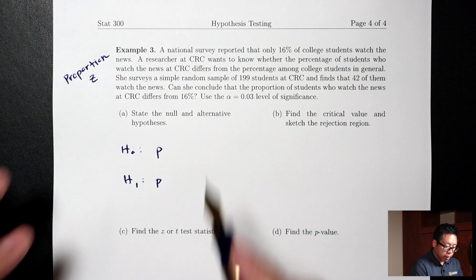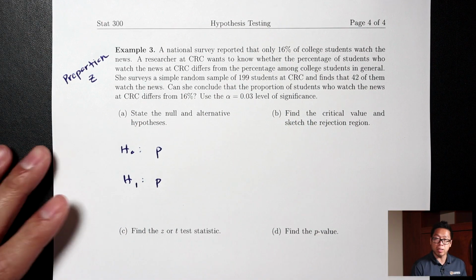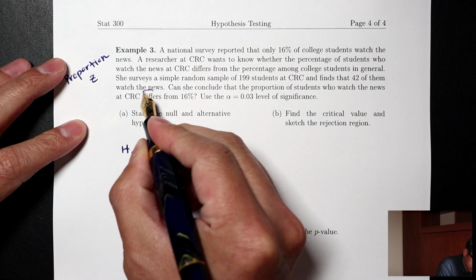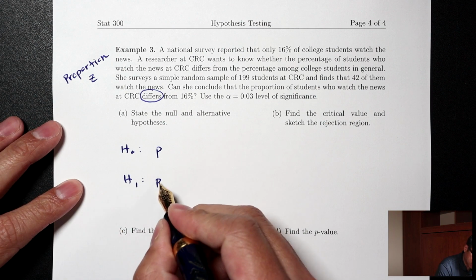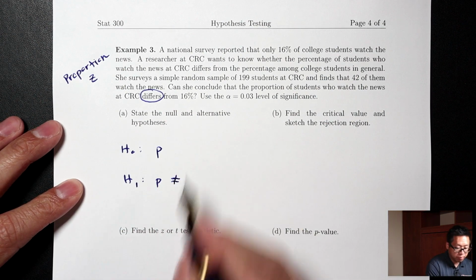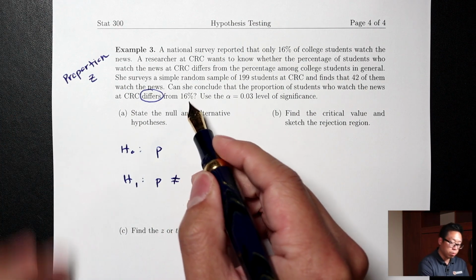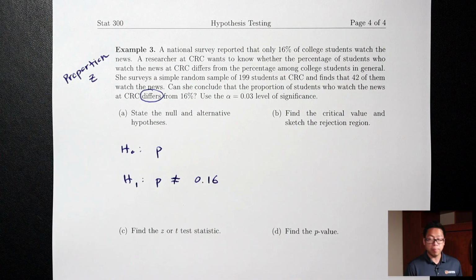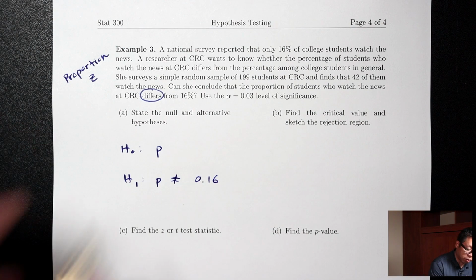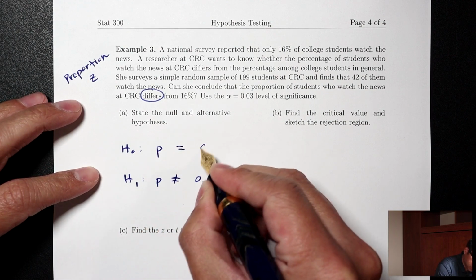Let's read our question again. Can she conclude that the proportion of students who watch the news at CRC differs from 16%? Keyword there is the word differs. Differs means not equals. So H1 is going to be proportion, not equals, 16%. Convert your percents to decimals. 16% as a decimal, 0.16. That's H1. H0 is going to be the same as H1 except with an equals in the middle. So H0 always has an equals in the middle. So H0 will say P equals 0.16.